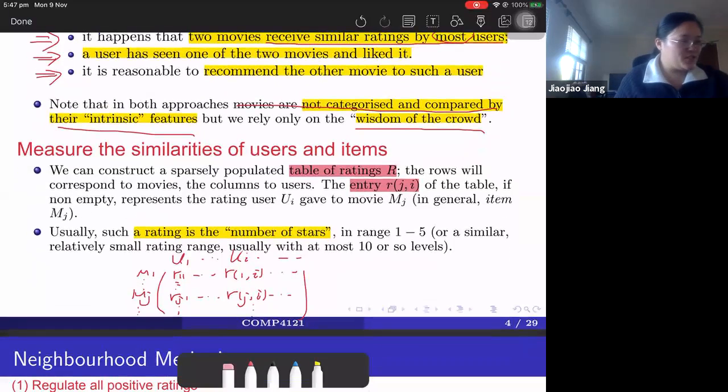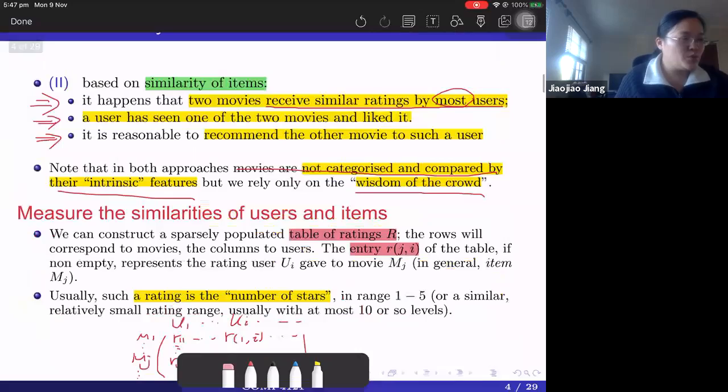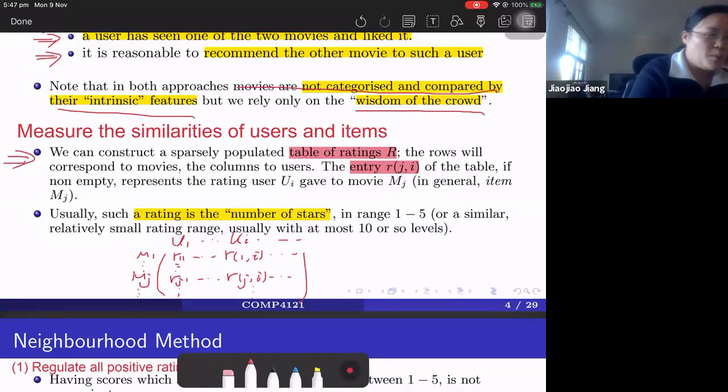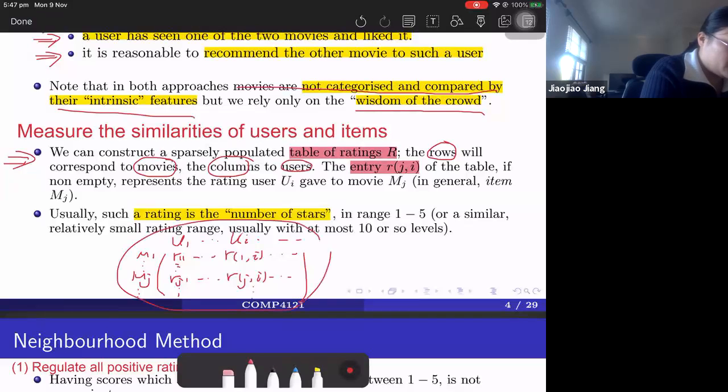Now we talk about the similarity of users and the similarity of items. So how do we measure the similarity of users and items? We can construct a sparsely populated table of ratings R. Pay attention here. The rows in matrix R correspond to movies. The columns are users. So I draw a matrix here. This is matrix R. Rows are movies, so M1 ... MJ ... and columns are users, so user 1 ... user I.